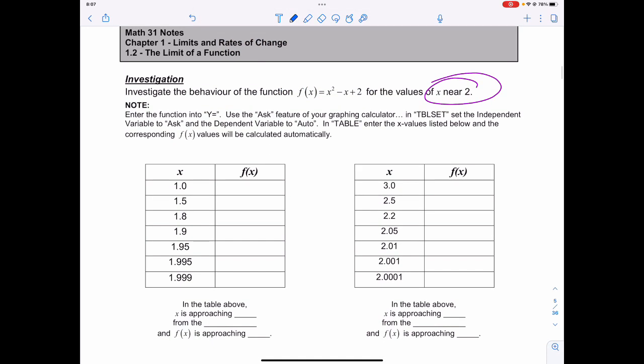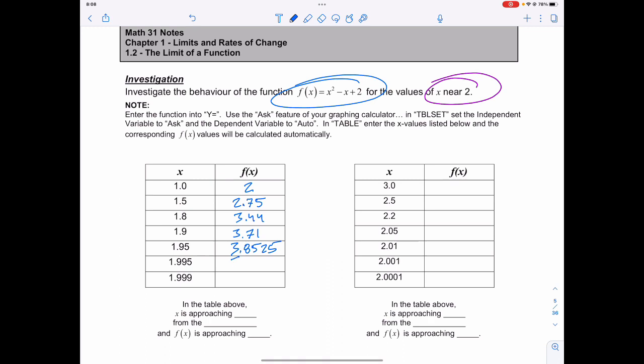So when I put this in and select my table of values, if I put in 1 for x, my f of x or my y value winds up being 2. When I put in 1.5, I get 2.75. When I put in 1.8, I get 3.44. At 1.9, it's 3.71. 1.95 is 3.8525.